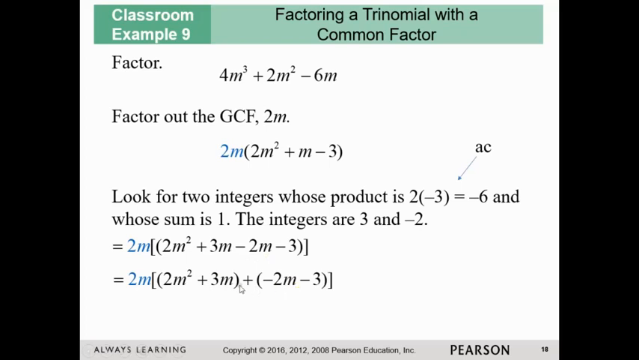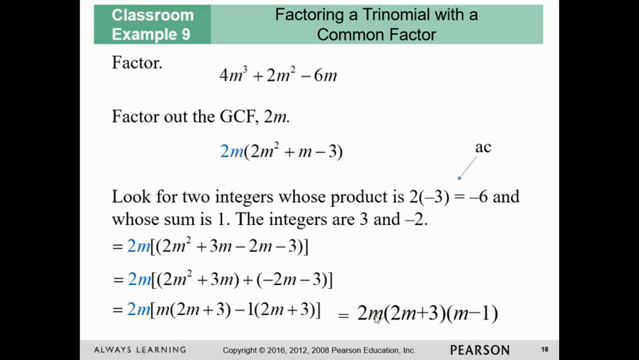So I've grouped them. Now, remember the process for factoring by grouping is to take out the greatest common factor out of each group. So in the first group, we take out an m, and in the second group, we take out a negative 1. Do you see what happened there? And the reason why I took out a negative 1 is because I want to create the common factor of 2m plus 3. Then I take out the 2m plus 3. Now I've just factored this trinomial here. 2m times 2m plus 3 times m minus 1.